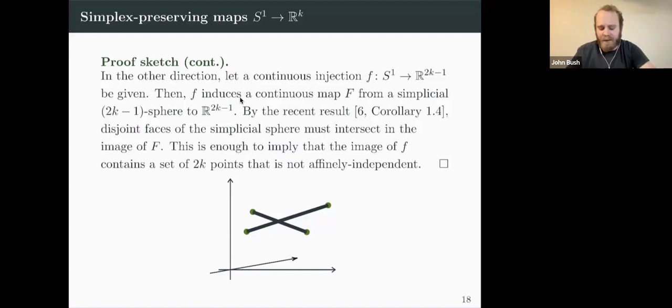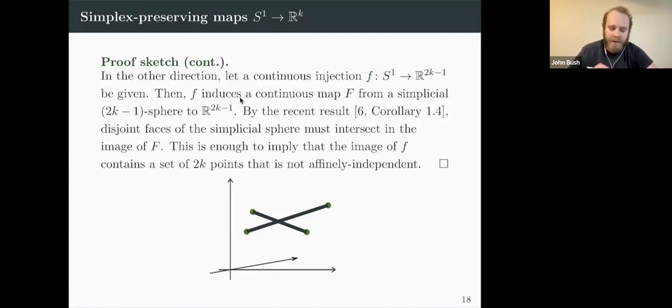And there's a recent result, and I'll describe on the next slide what this reference is, which says that then disjoint faces of that simplicial sphere must intersect in the image of capital F. And it turns out that in general, this is enough to imply that the image of little f contains a set of 2k points that's not affinely independent. So the map F could not be simplex preserving.